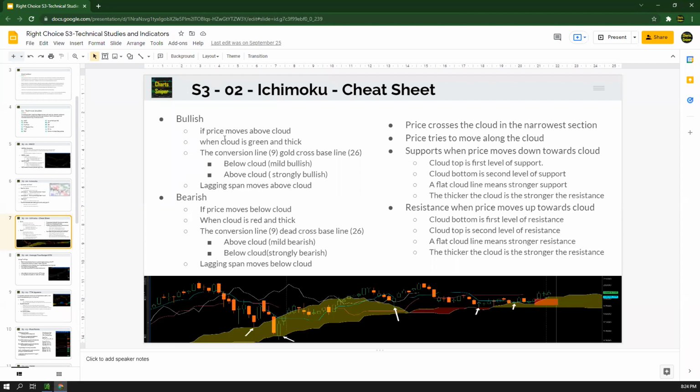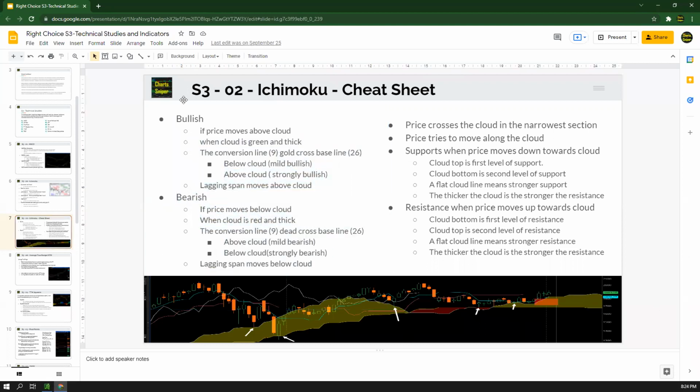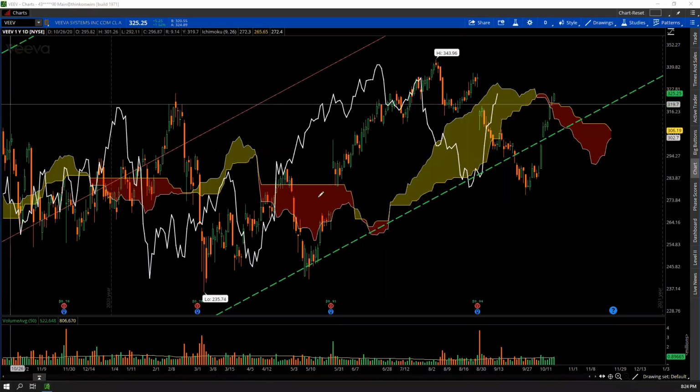And exactly vice versa, bearishness is if price moves below the cloud, it's bearish, and when the cloud is red and thick in the long term, and then the lagging span moves below the cloud. So those are the different places where you can check the bullishness and bearishness. Some other rules of thumb: price crosses the cloud in the narrowest section. So what does it mean?